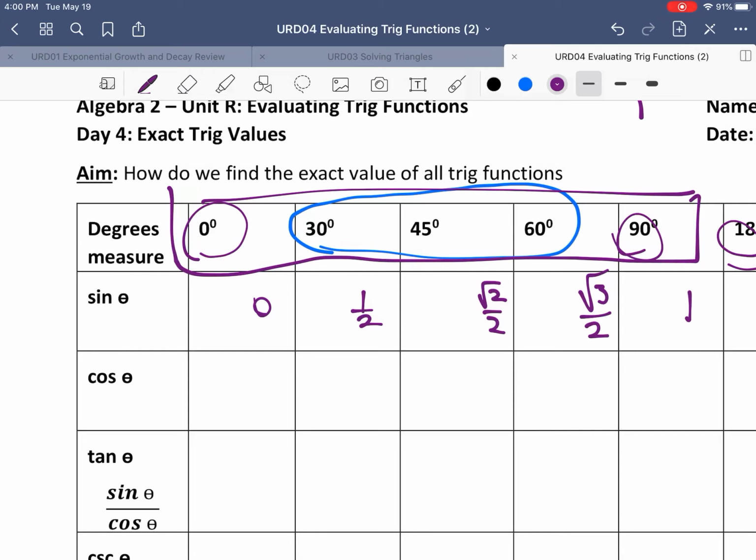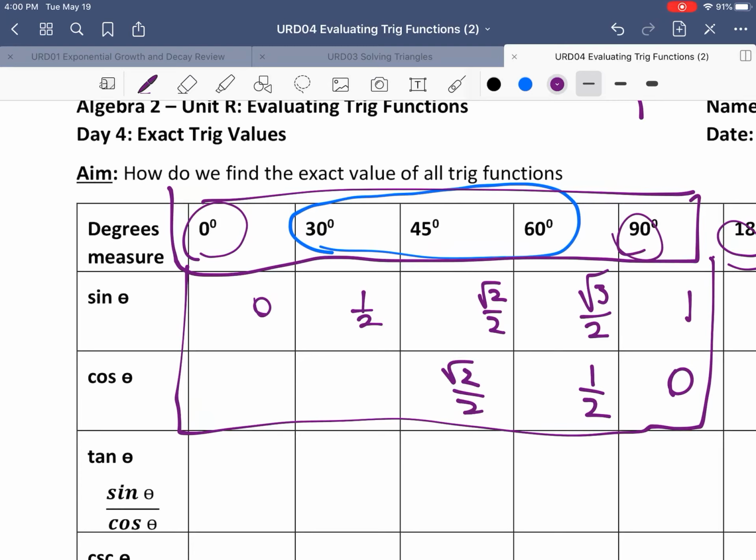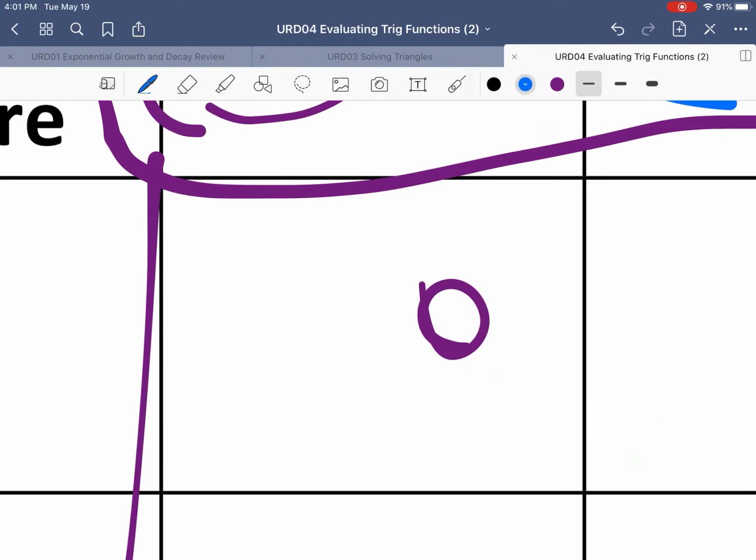And that is for sine. So the sine of 0 is 0, the sine of 30 is 1/2, the sine of 45 is radical 2 over 2, and so on. Now, the cosine is the same 5 values, but backwards, so we're just going to go backwards here. So the cosine of 90 is going to be 0, the cosine of 60 is going to be 1/2, the cosine of 45 is going to be radical 2 over 2, the cosine of 30 is going to be radical 3 over 2, and the cosine of 0 is going to be 1.